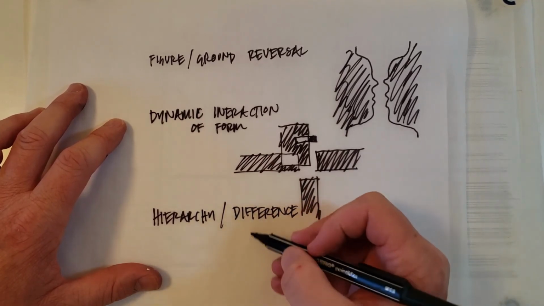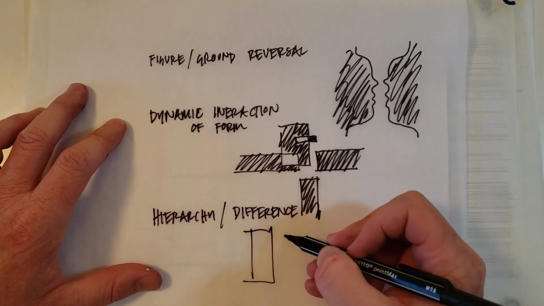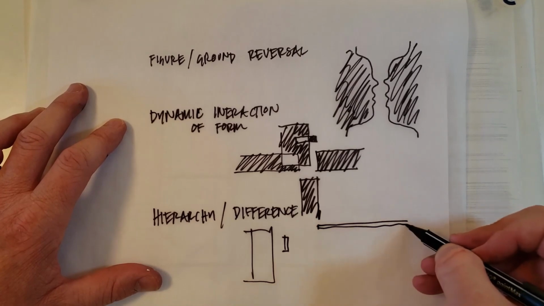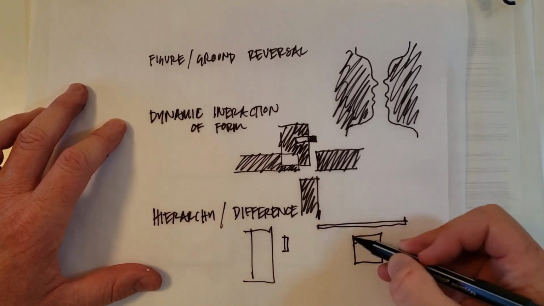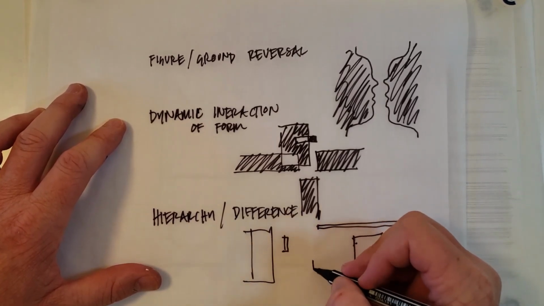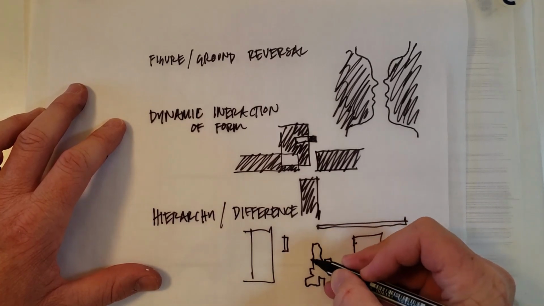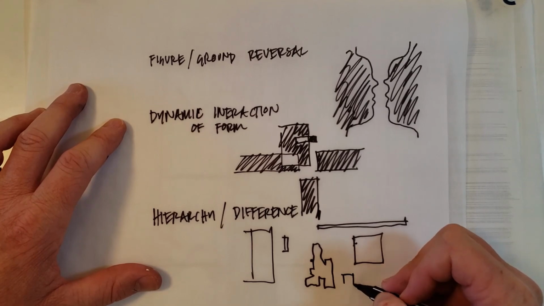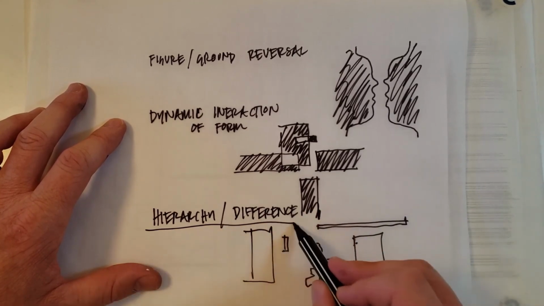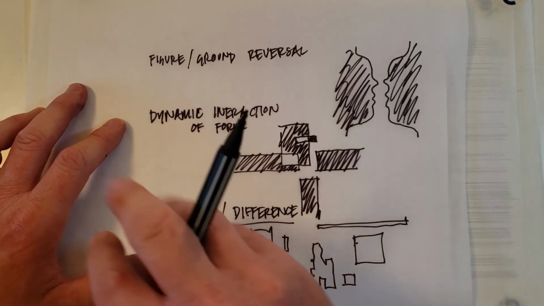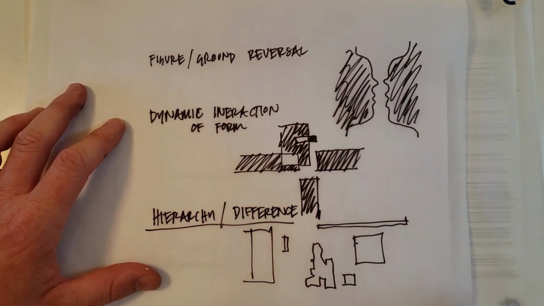So that could be not just big and small things, but thin and thick, complex shapes versus simple shapes. That can come in a lot of different forms, but it's essentially the opposite of sameness. So if you have a field of all squares, you don't have a lot of hierarchy.